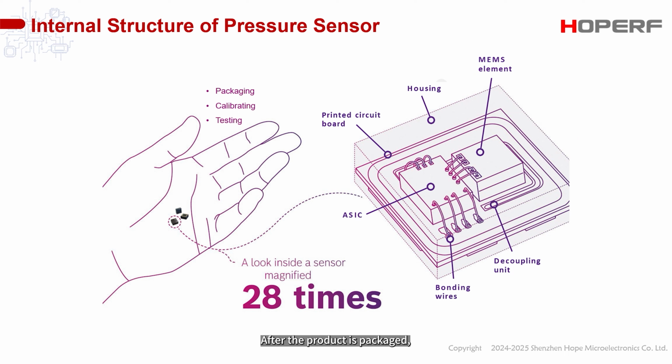After the product is packaged, we need to perform calibration. During calibration, we mainly compensate for temperature and pressure to ensure it meets the linear output characteristics and has long-term consistency and stability. Finally, we need to test the product to check the various performance indicators of the product and whether the specifications meet the application requirements.